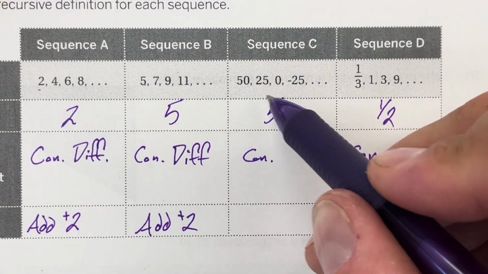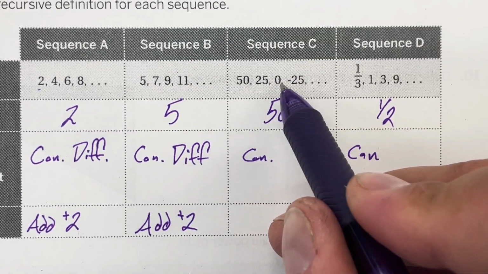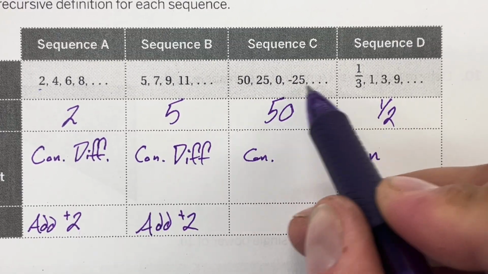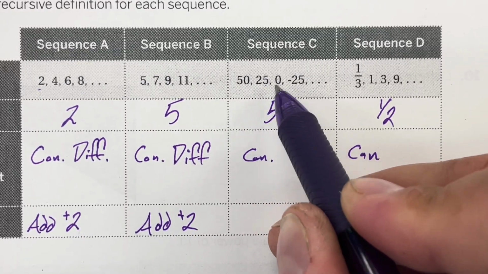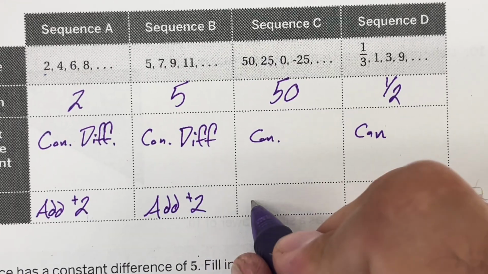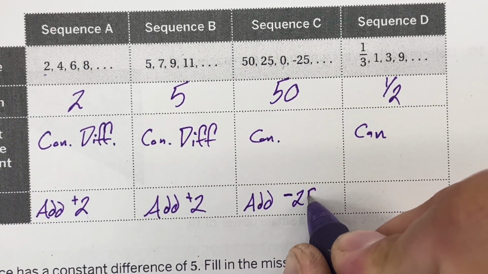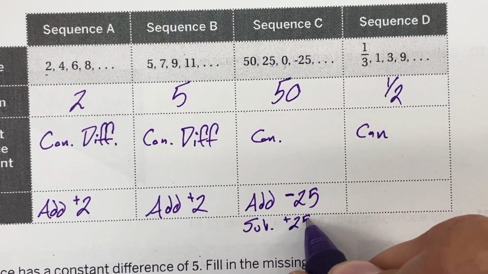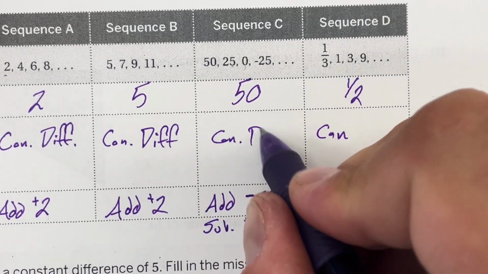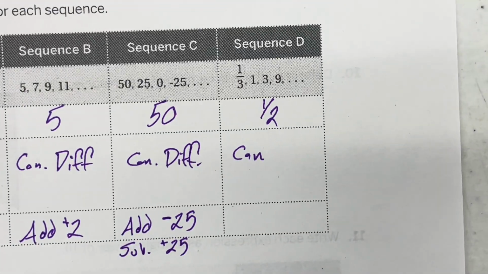Okay. 50, 25, 0. Now, if this was 50, 25, and then like 12.5, it would be cutting it in half each time, but it jumps to 0. So that means that they're subtracting 25. Subtracting 25, and 0 minus 25. Okay, so they are adding a negative 25. Yes, you could say subtracting positive 25. That's mathematically equivalent. And this is also a constant difference. So we got 3 of these in a row that are constant difference. Let's look at the last one.